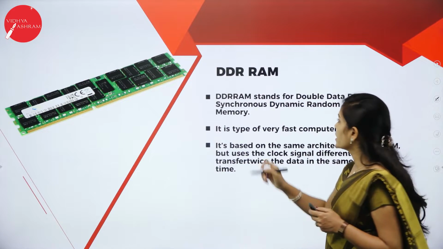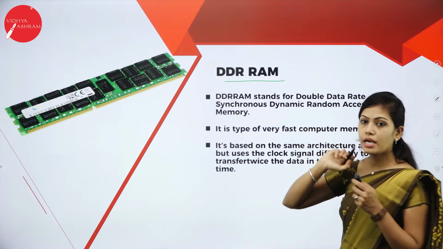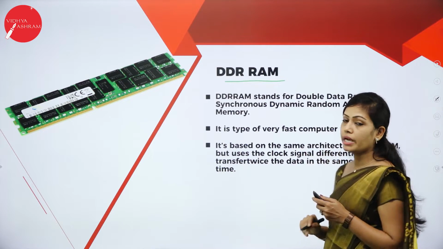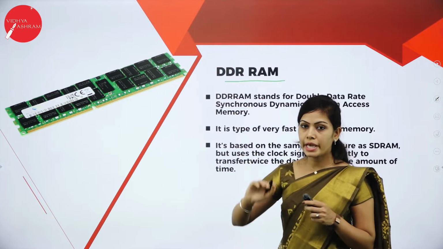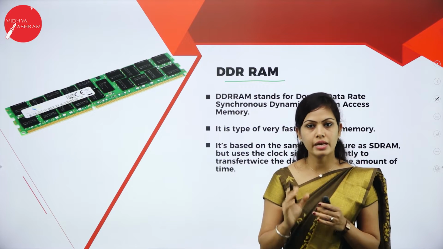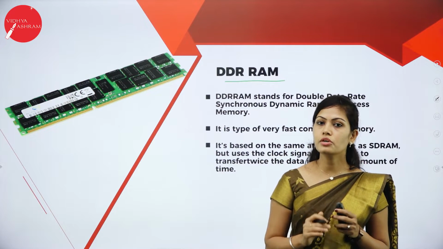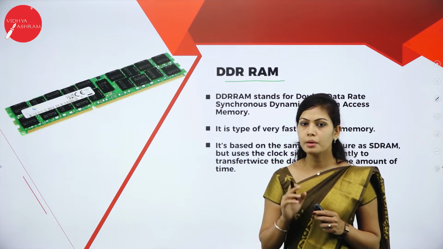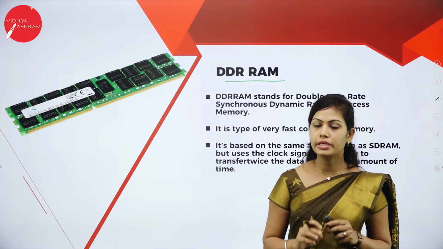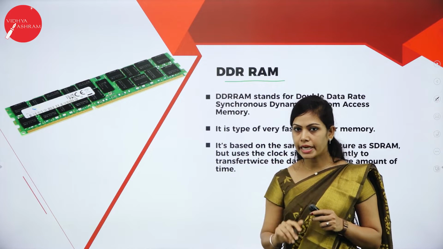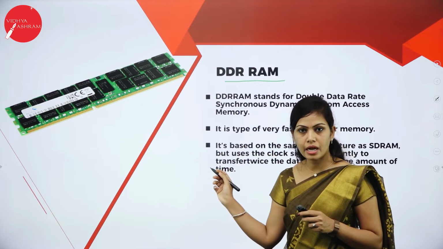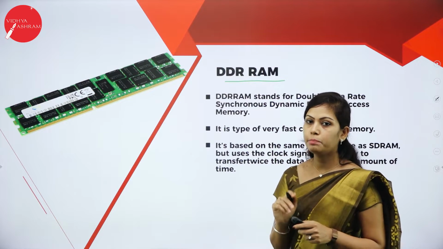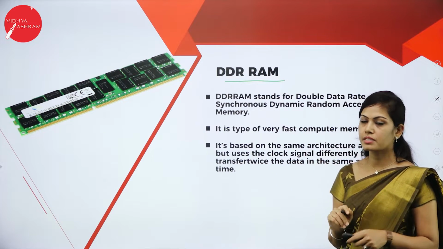And next RAM is DDR RAM. DDR stands for Double Data Rate Random Access Memory. DDR RAM is based on the architecture of SDRAM. SDRAM stands for Synchronous Dynamic Random Access Memory. It is not in your syllabus, but you need to know about all the types of RAM. So there are 3 types of RAM, that is DDR RAM, SRAM and EDO RAM. Very important question for 3 marks.